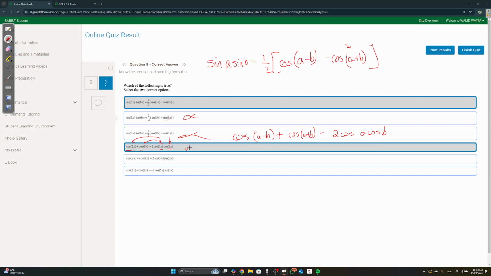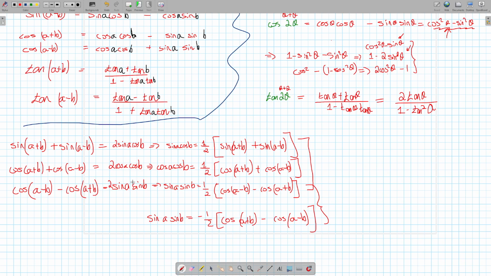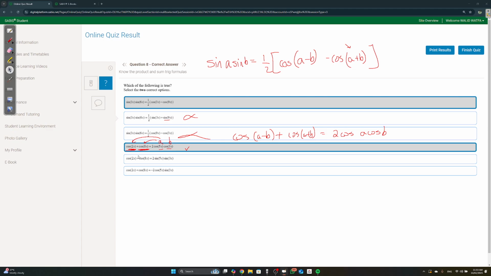Since you're doing cosine a minus b plus cosine a plus b, it's equal to 2 cosine a cosine b. I wrote it here. Then over here, cosine 2x plus cosine 8x is equal to 2 sine 5x sine 3x. No. When you do cosine a minus b plus cosine a plus b, it's supposed to be 2 cosine a cosine b. And then over here, negative 2 cosine, why? No, definitely not. It has to match this.